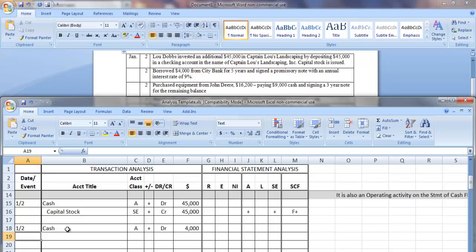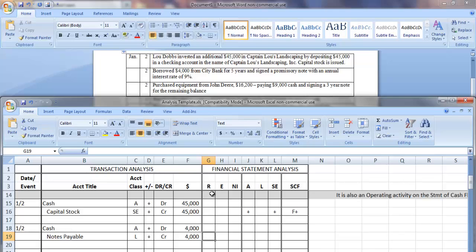$4,000. Well, where did we get that $4,000 from? We borrowed it from Citibank. We have to pay them back, right? We owe them $4,000, and we signed a note to that effect. So we're going to call that notes payable. Notes payable is a liability account, right? We owe them $4,000. We've increased our liability, so we need to credit the notes payable account for the same $4,000.